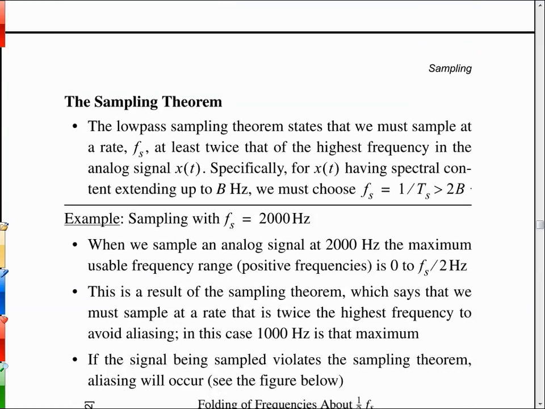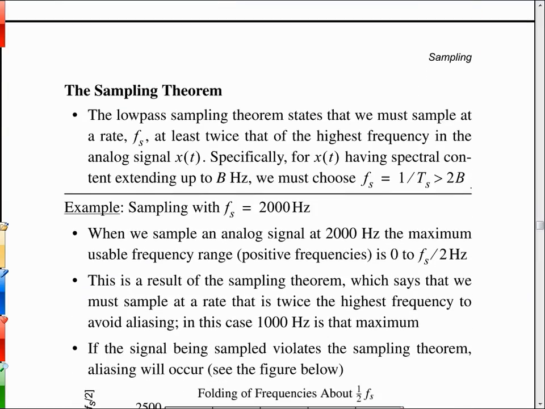Okay, here's the statement of the sampling theorem. And this will be important in working homework, quiz problems, and so on. We must sample at a rate Fs at least twice the highest frequency. Or in mathematical terms, we choose Fs, which is 1 over the sample spacing, greater than 2 times B, where B is the bandwidth or upper frequency extent of the signal we're sampling.